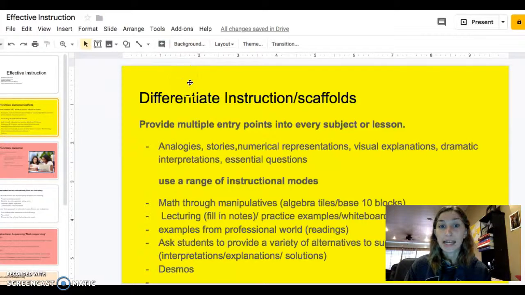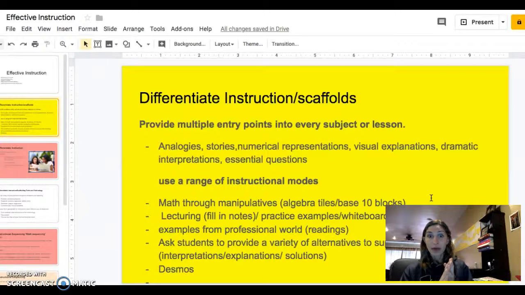So differentiated instruction means to provide multiple entry points into every subject or lesson. So these could be analogies, stories, numerical representation, visual explanations, dramatic interpretations, and essential questions. And as a scaffold, it's important to use a range of instructional modes. So I'm now going to bring this back to math. In math, it's common for us to use algebra tiles or base 10 blocks as manipulatives to understand an equation.